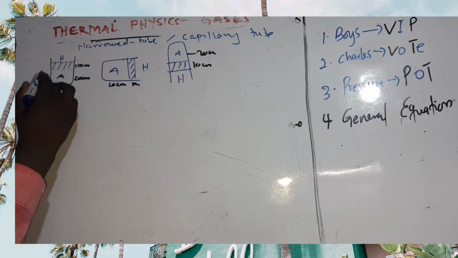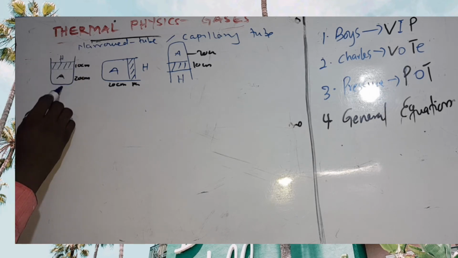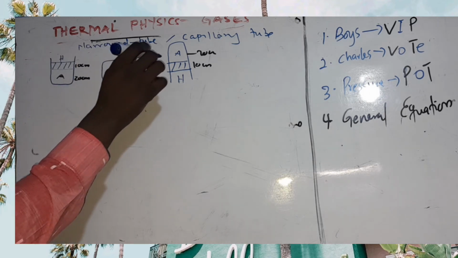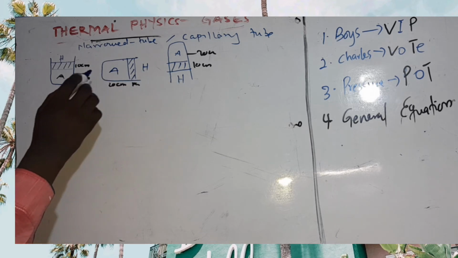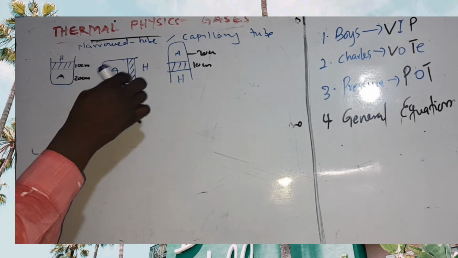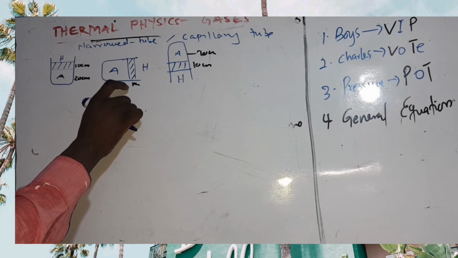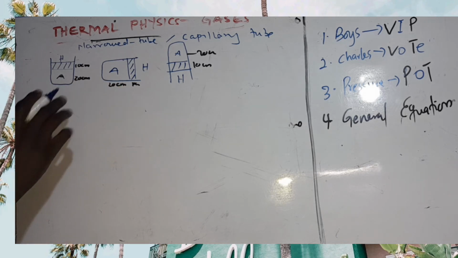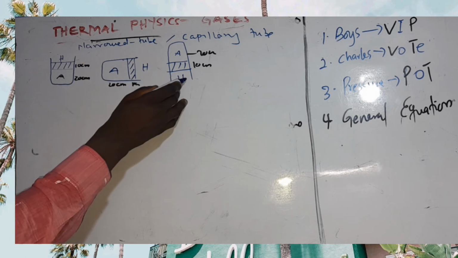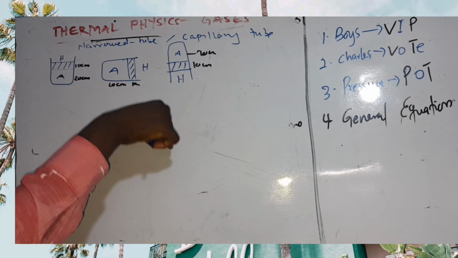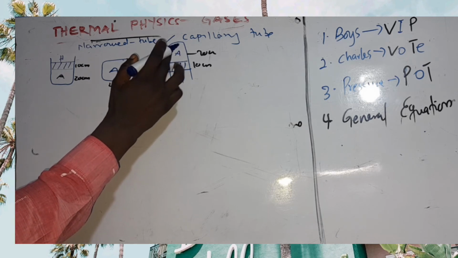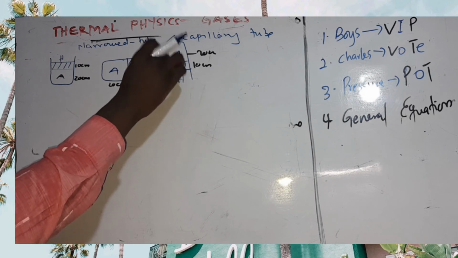If they tell you the open end is facing upward, then it's going to be this. If they tell you the open end is facing downward, then it's going to be this. If they tell you the open end is facing sideways, this is the way the diagram is going to be. If they tell you that it's inverted, instead of saying the open end is downward, they can tell you the tube is inverted, which means the open end is downward.